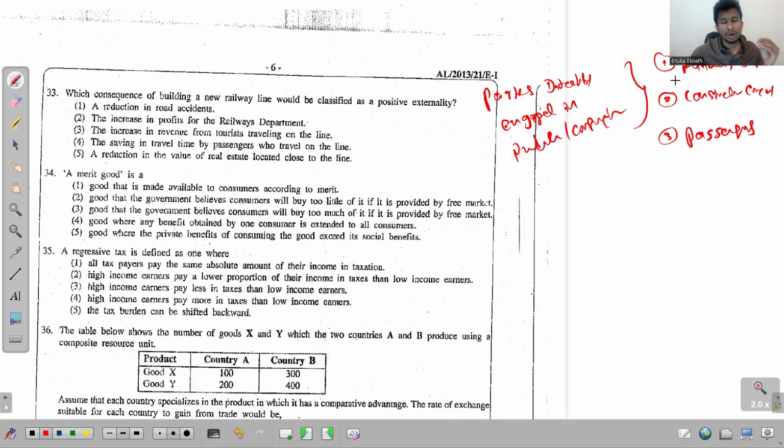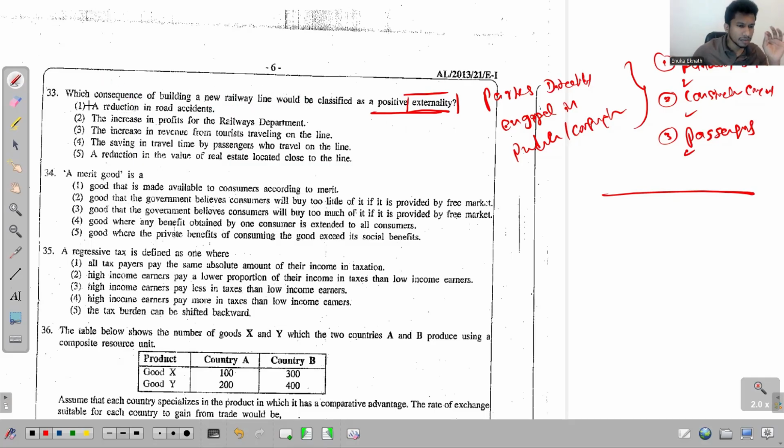So whatever the cost or the benefit borne by these parties, we will not label them as external cost or external benefit. Generally, we will not label them as externalities. Right. So if there's another party who's not directly involved in this production or consumption, and if that party gets a favorable outcome as a result of this new railway line, we can recognize that to be a positive externality. So that is what we are looking for here.